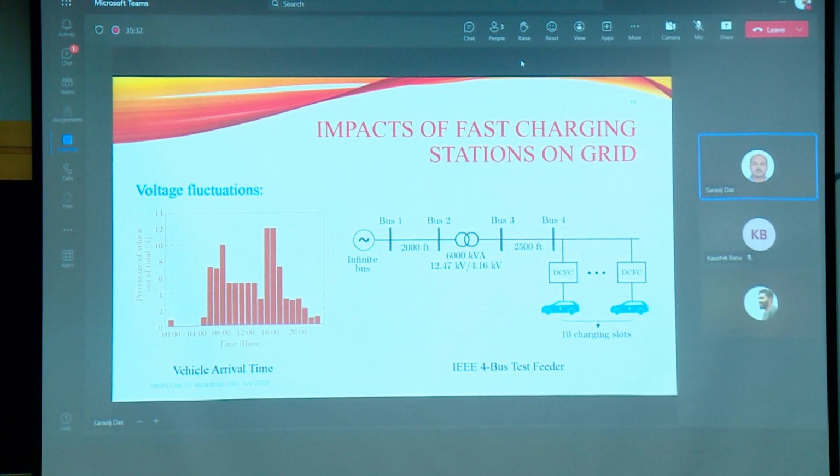Now a study was done using the IEEE 4 bus test feeder, which I have taken from an existing paper, and a vehicle arrival time distribution was considered. This distribution was the same as for your petrol or diesel vehicles; the vehicle arrival time was taken to be the same as your conventional vehicles. Then 10 charging slots were considered with DC charging, and there was a simulation study to know the impacts of these fast charging stations.